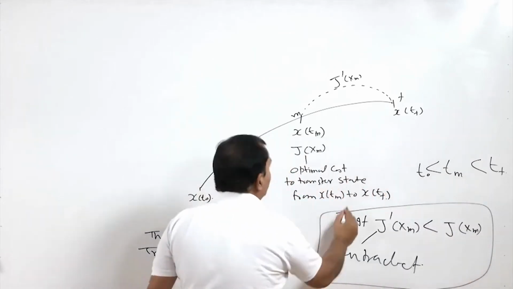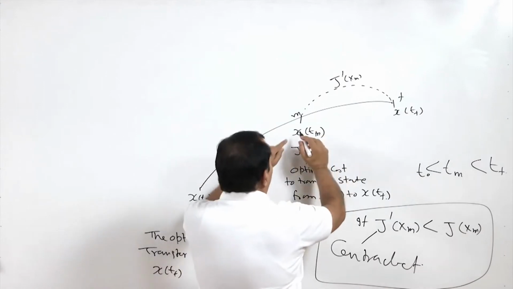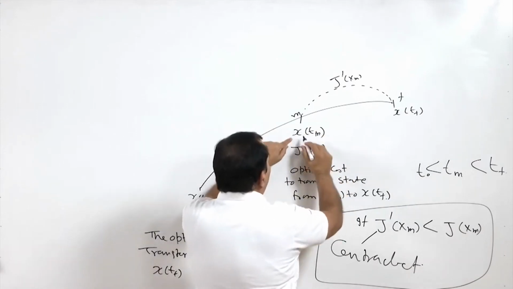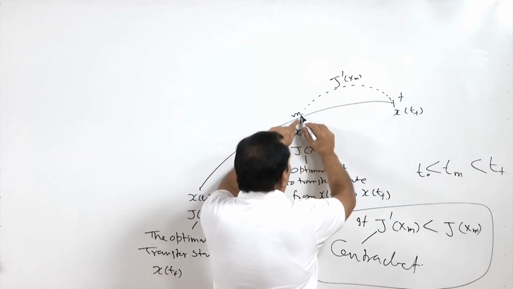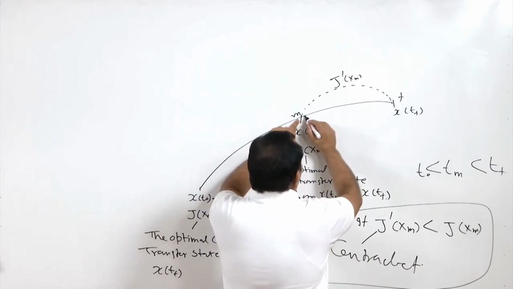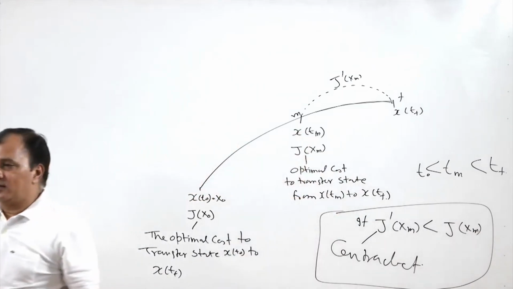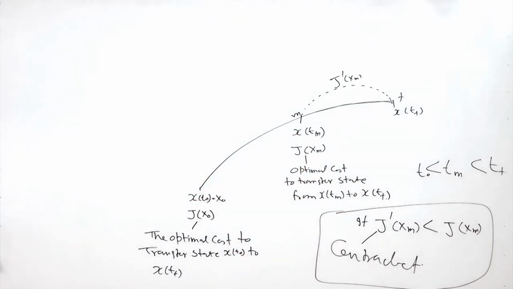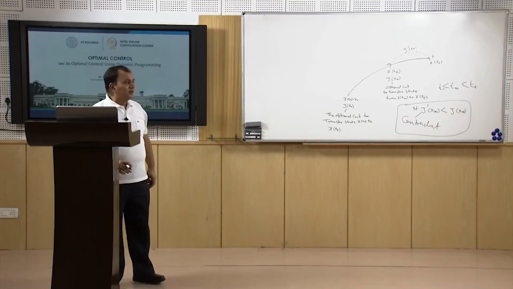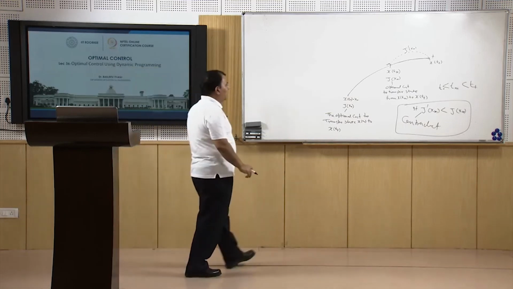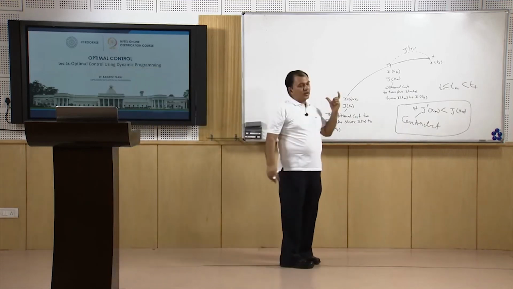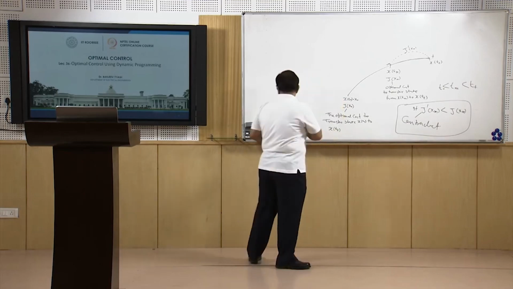So, this means if this is the optimal trajectory, then the optimal cost to transfer from m to f will be J(xm), using only this dark line. So, this is my principle of optimality on which my dynamic programming approach is based.